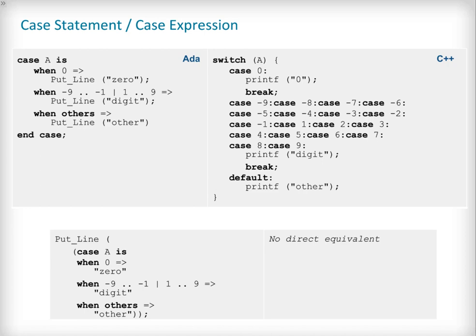Another interesting difference is that it is possible in Ada to use a combination of ranges to define the values that will be used for a given alternative. So for example here, I could express the fact that digit should be displayed for all values going from -9 to -1, combined with all values going from 1 to 9. The equivalent of a case statement in the expression world is a case expression. It does the obvious thing, that is, selecting an expression based on the value of a condition.